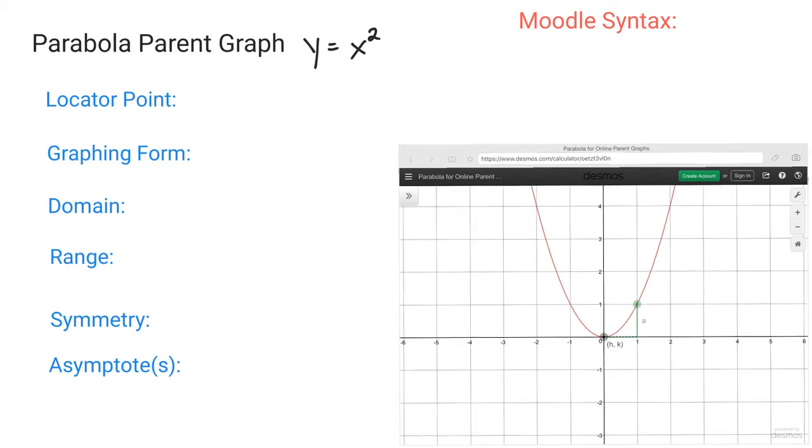This video will take a look at the parabola parent graph. As you can see on the left side, we have all of our key features that we should be able to recognize when you see a parabola graphed, and you should be able to use that information to make some decisions about what can happen in that particular graph.